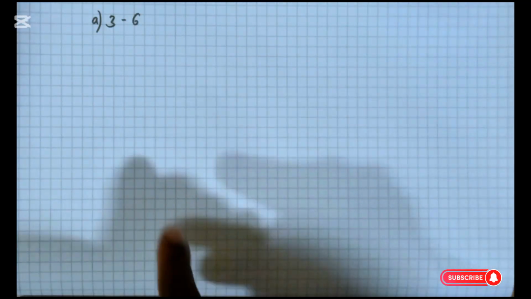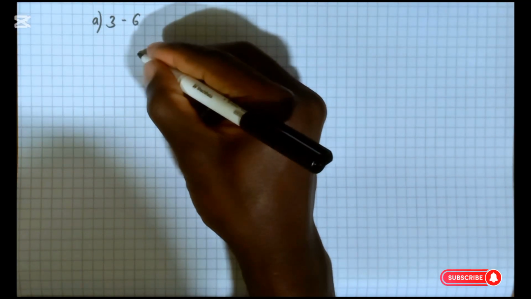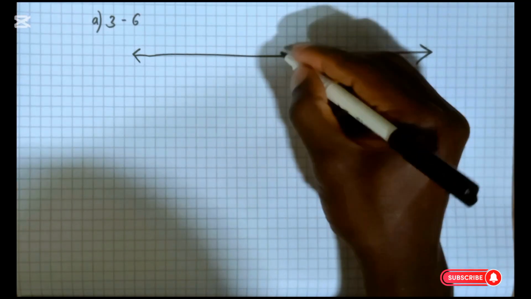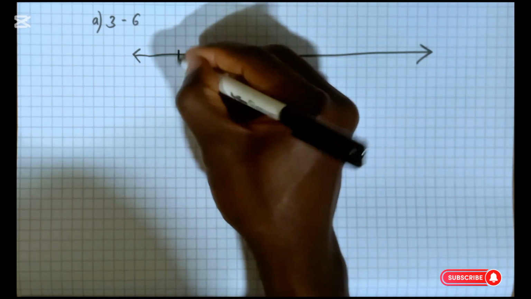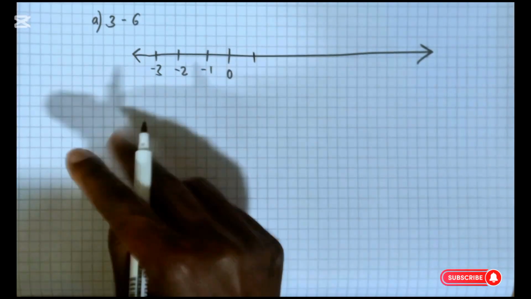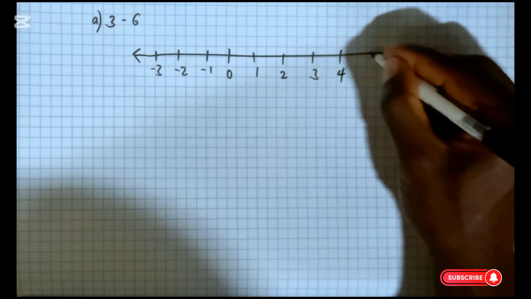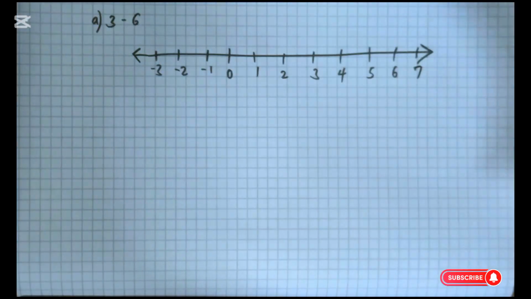But I want us to use the number line to see what we get when we take 3 minus 6. All right, so we are going to draw our number line right here again. Of course, then we are going to construct our positive and negative numbers. So this is negative 1, negative 2, negative 3. So to the right of 0, we are having 1, 2, 3, 4, 5, 6, 7, and we can actually go on and on having numbers in the integers.